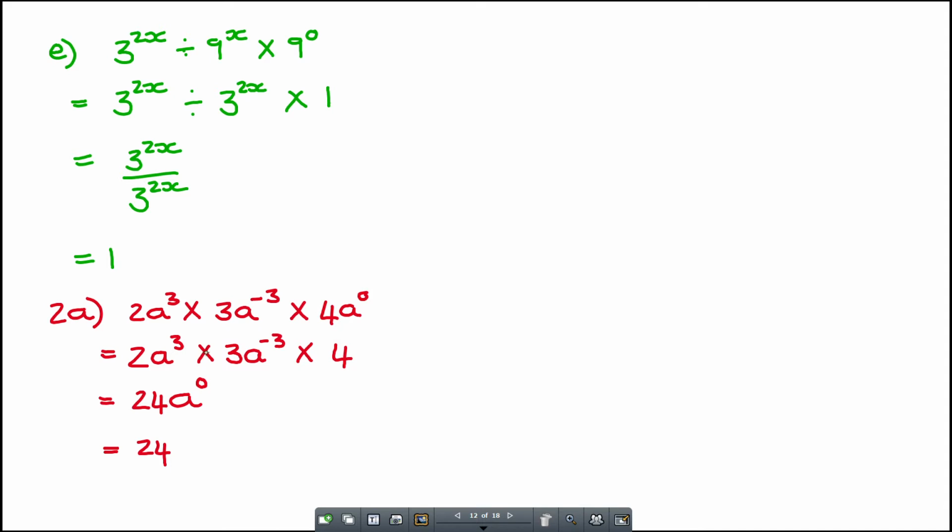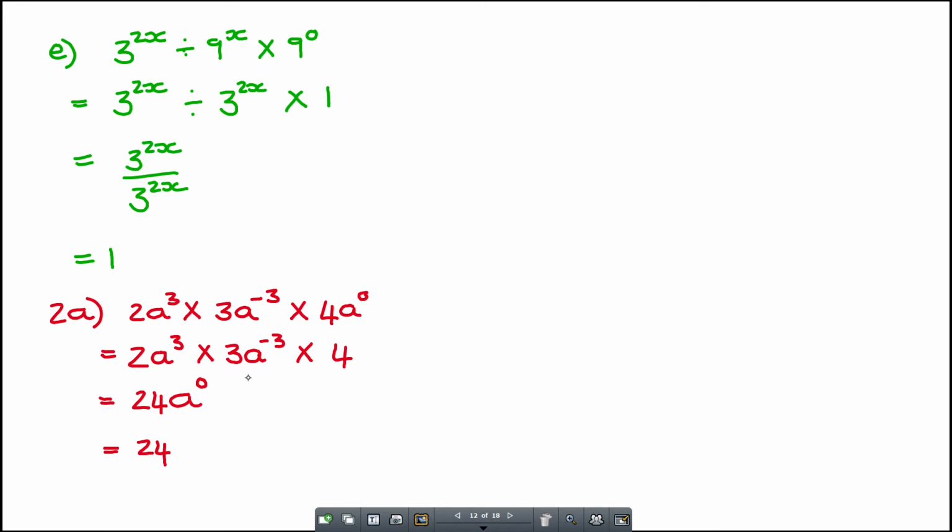Over here, I had multiplication throughout. So the first thing that I did, there was no specific thing that I had to do first. Okay, so the first thing I did is that a to the power of 0, I made 1. So 4 times 1 would still just be 4. Now I can take it from left to right.